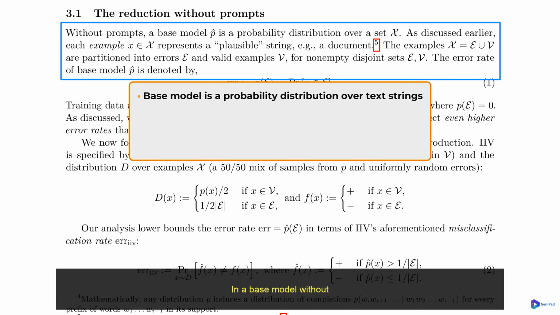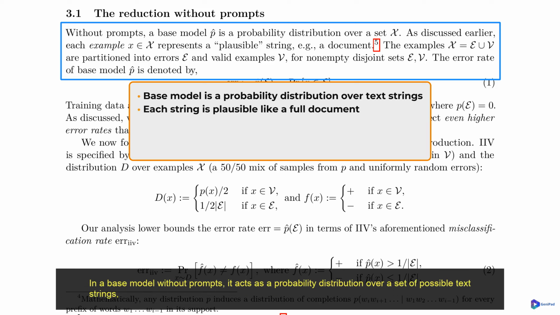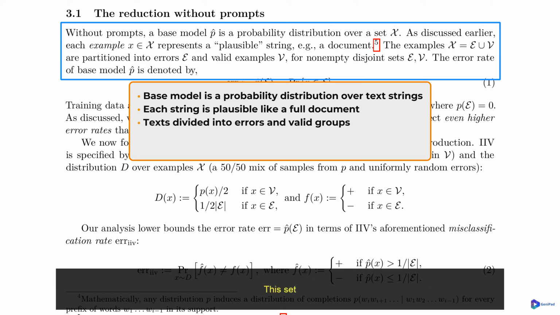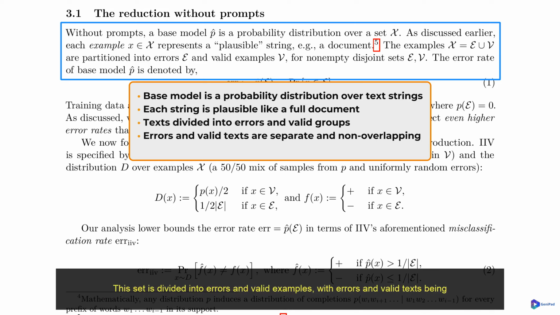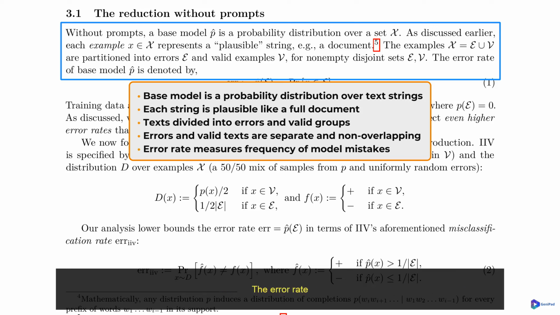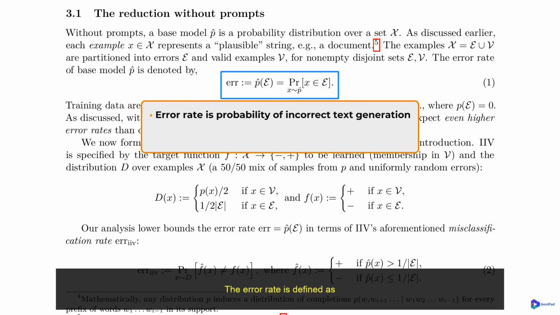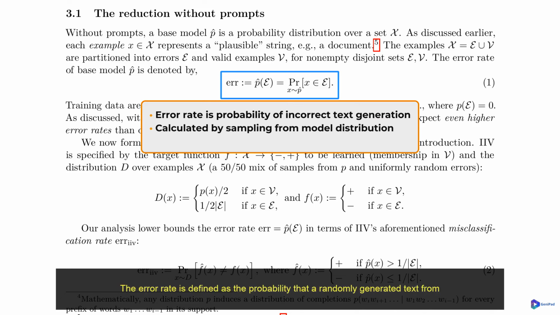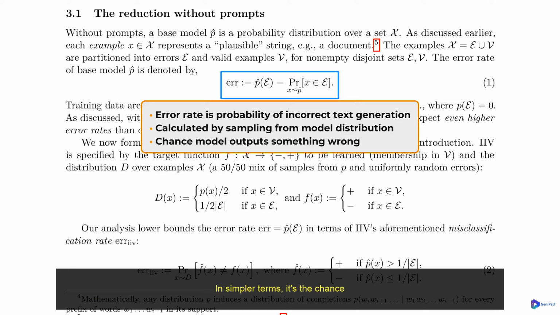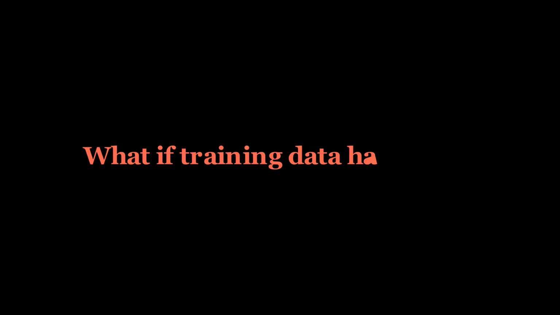In a base model without prompts, it acts as a probability distribution over a set of possible text strings, where each string is considered plausible, such as a full document. This set is divided into errors and valid examples, with errors and valid texts being separate and non-overlapping groups. The error rate of the model measures how often it produces mistakes. The error rate is defined as the probability that a randomly generated text from the model falls into the error set. In simpler terms, it's the chance the model outputs something incorrect, calculated by sampling from its distribution.